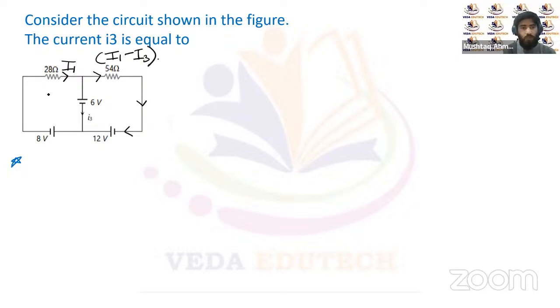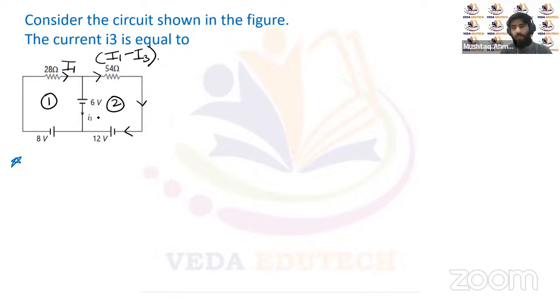Let me call this mesh 1, loop 1, and let me call this loop 2. In loop 2 the current flowing will be I1 minus I3, and in loop 1 the current will be I1, and through the 6 volt battery the current will be I3. So this is how the current has been distributed in this circuit of two loops.